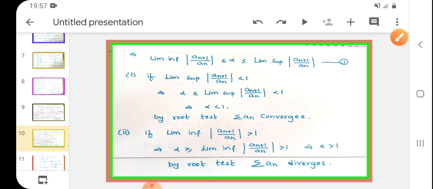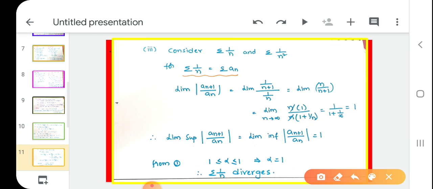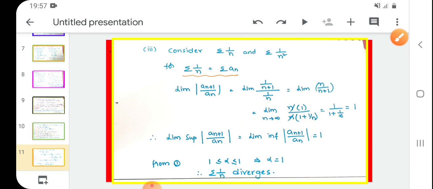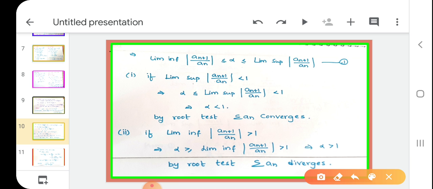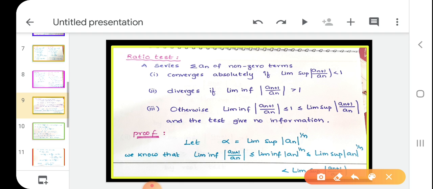Now we find, for alpha equals to 1, is the series convergent or divergent, or does the test fail. See, here also I take the same examples: summation 1 by n and summation 1 by n square. But here we have to find the value of limit an plus 1 by an. What is the formula of the ratio test? Every time we let the given series be an and we find the value of limit an plus 1 by an. Okay, this is the formula of the ratio test.